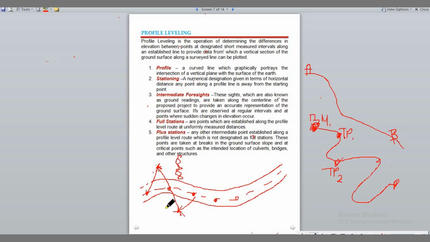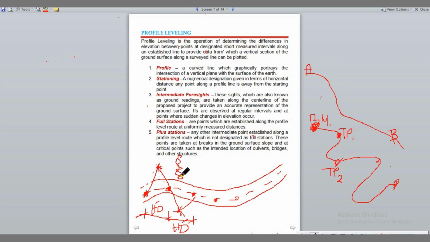In profile leveling, we need a definite interval. What is the interval? Here is BM1, then here is TP1, and this distance is a horizontal distance. Then from TP1 to the next point, again a horizontal distance. So in profile leveling, these distances must be equal. In the English system, the interval is the full station of 100 feet. In metric, we usually use 10 meters to 20, or sometimes 30 to 40 meters, but the full station is 1,000 meters.